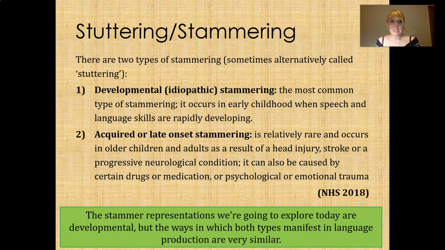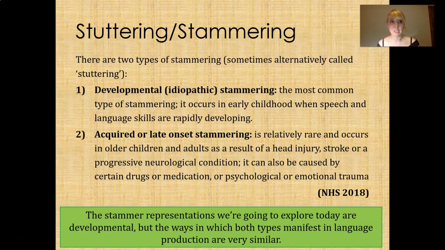So generally speaking, a stammer will be something which a young person has, which they develop as they learn to speak, and in these very rare instances can be something which is acquired later in life. They can, interestingly, also be caused by certain drugs and medications, which may have stammering as a side effect, and can also be caused by psychological or emotional trauma. The stammer representations that I'm going to look at with you today fall into this first and more common category of developmental stammers. But the way in which they manifest in language production is very similar.